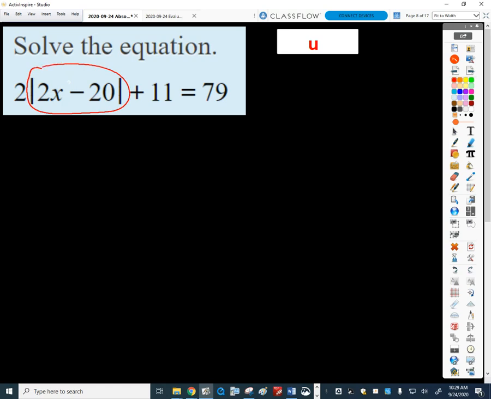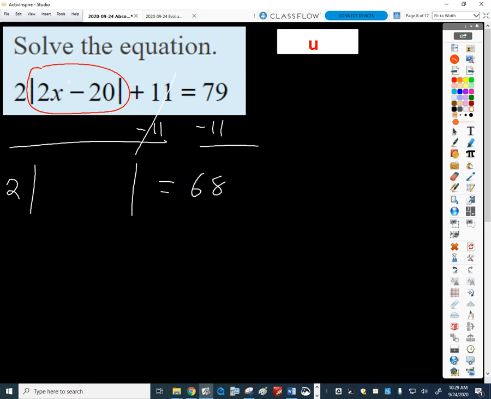There's our red bubble. And so Caleb's correct. That means if we're going to isolate the absolute value, we're going to subtract 11 first. So those cancel, and we get 2 times our absolute value. I'm not even going to write what's inside because we can't look there yet, right? So I get 2 times the absolute value equals 68. And to get the absolute value by itself, he was correct. We're going to divide each side through by 2.